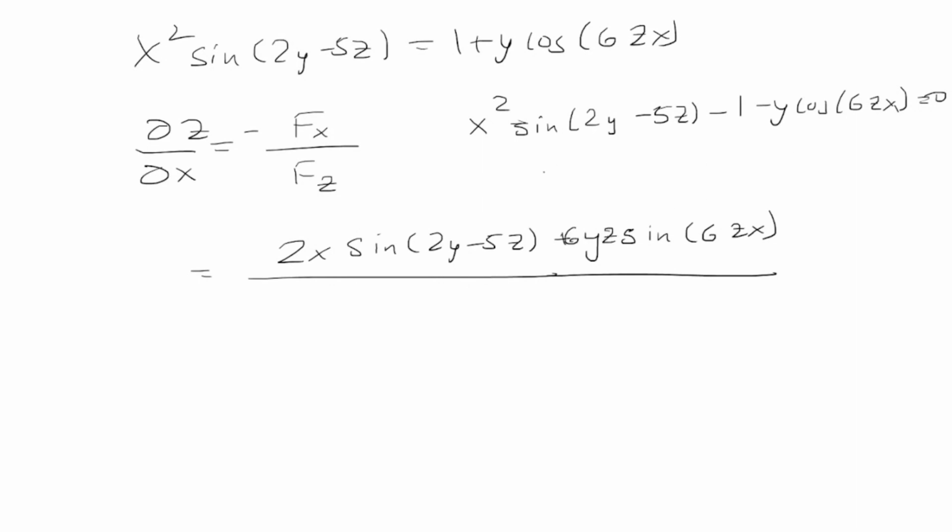Now the partial with respect to z, I have x squared here. Derivative of sine is cosine. And then the derivative of the inside, 2y is 0, negative 5z is negative 5. Negative 1 derivative is 0. And then here we'll have, again, derivative of negative cosine is sine, so this will be plus y sine 6zx, and then take the derivative of 6zx to get 6x. And this is our final answer.